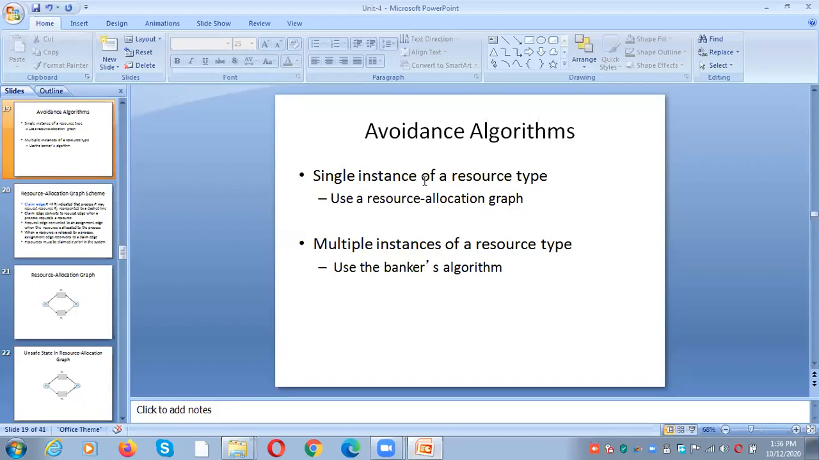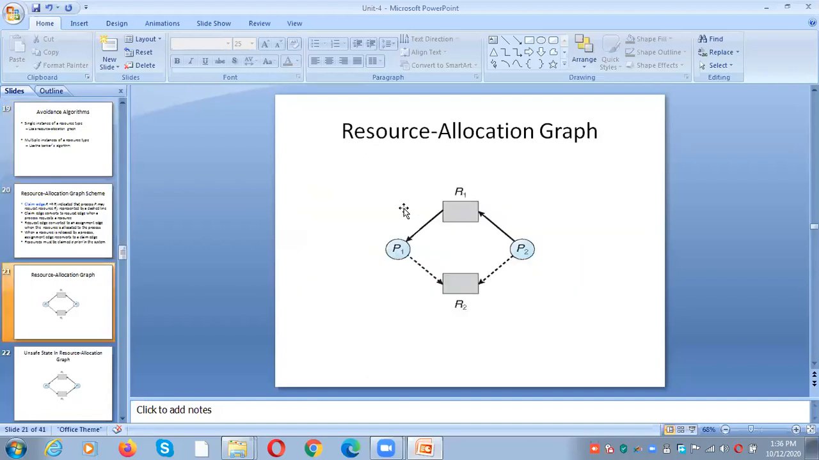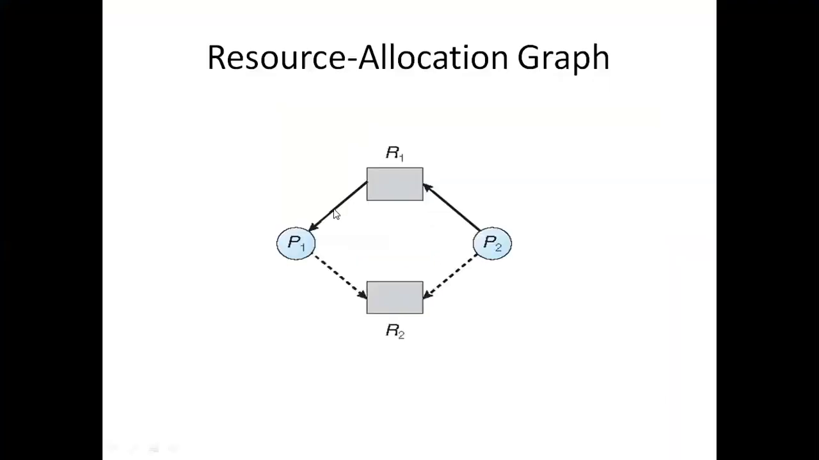So we can avoid the deadlock by using a resource allocation graph, right? How can you avoid it? By using a claim edge. Follow the cursor. This is called a request edge. This is called an assignment edge. Why? Because R1 is assigned to P1. The arrow mark is directed towards the process. And this is called a request edge. Why? Because P2 is requesting R1. The arrow mark is directed towards the resource from a process. So this is a request edge, and this is an assignment edge.